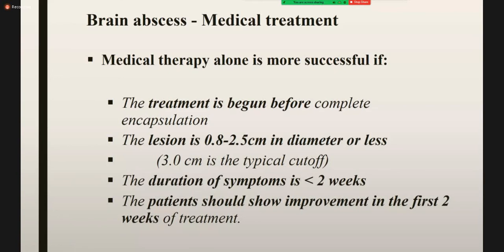But medical therapy is more successful if you treat the patient before complete encapsulation, earlier. If the lesion is 0.8 to 2.5 centimeters in diameter or less, or the typical cutoff of 3 centimeters, it is possible that your medical treatment will be more successful. And if the duration of symptoms is less than 2 weeks and the patient shows improvement in the first 2 weeks of treatment, you can predict that your medical treatment will be successful.